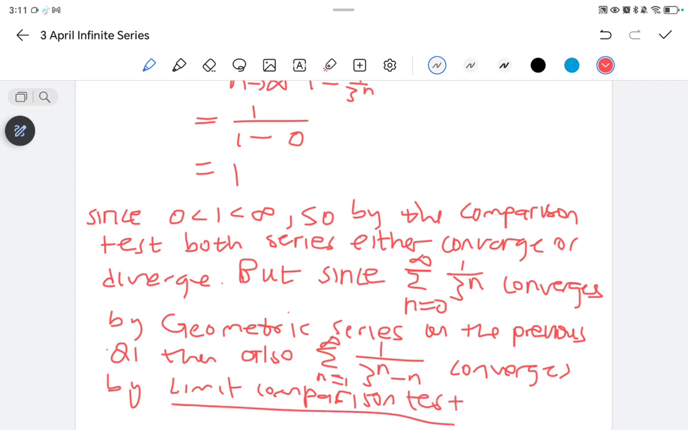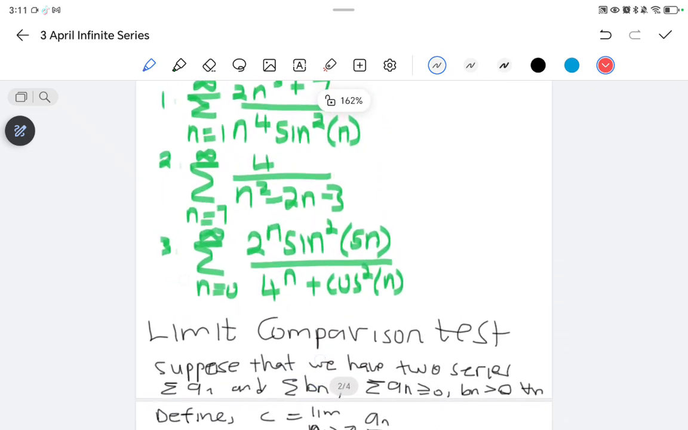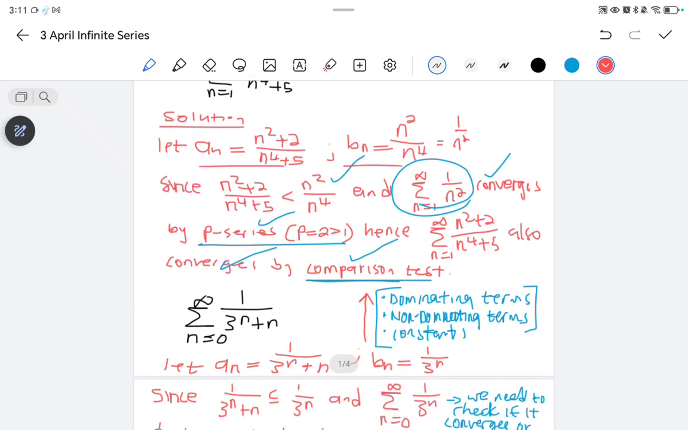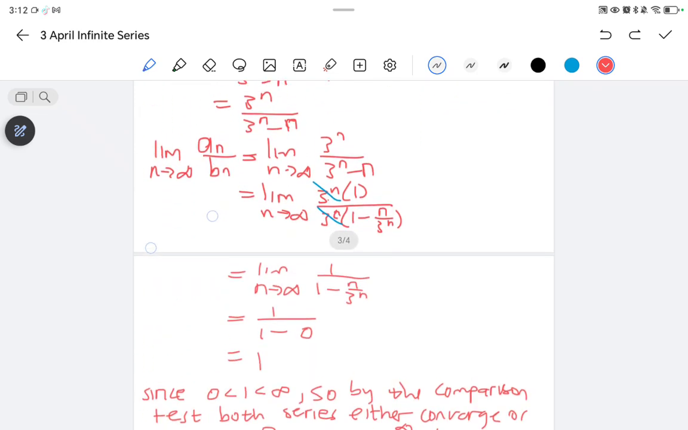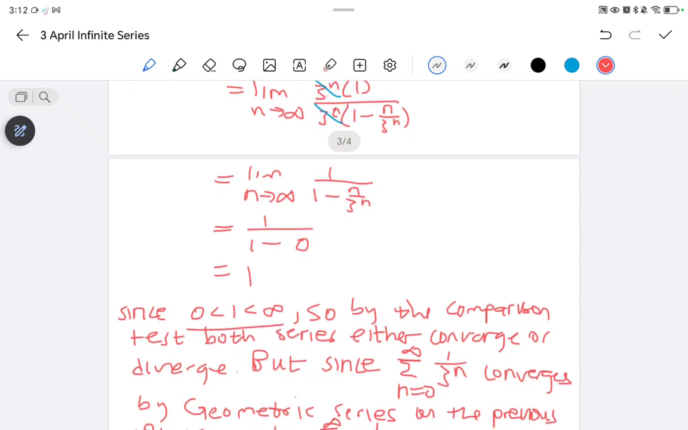You see, right? Let me show you something that is common between the comparison test and the limit comparison test. With the comparison test, you find a of n and b of n. The only difference is here: there you check whether a of n is less than or equal to b of n, but here you check the limit. After finding the limit, you tell us that since that limit is not 0 or infinity, by the comparison test, both series either converge or diverge.